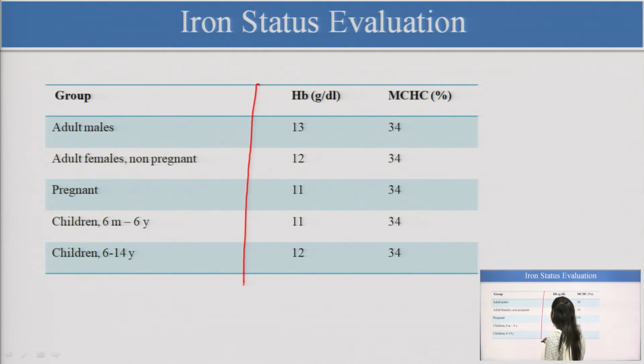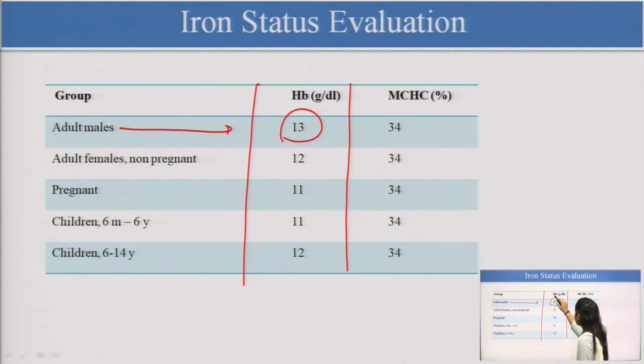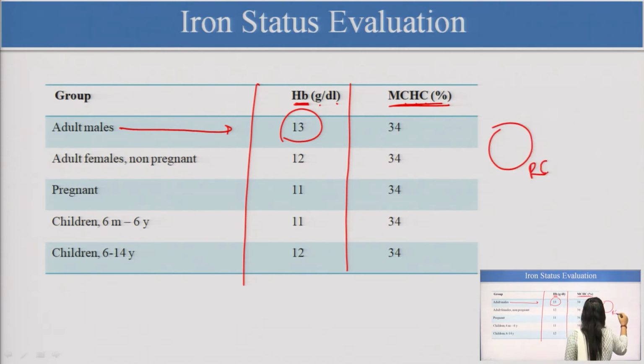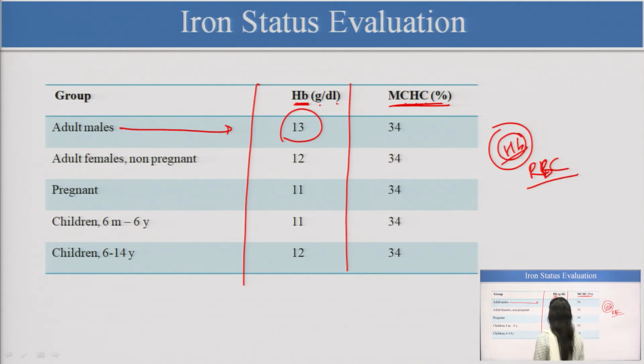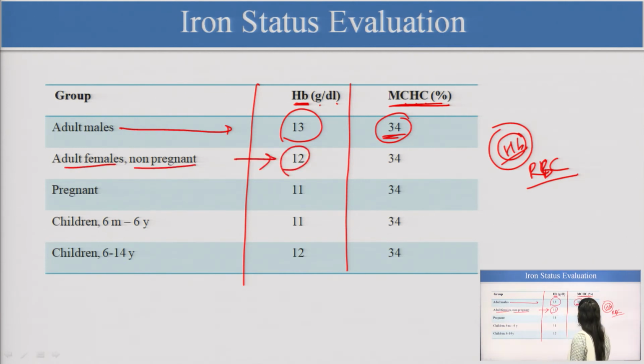Now these are some of the normal levels, which we should know. For adult males, what should be the levels of HB, hemoglobin in grams per deciliter, or MCHC, mean corpuscular hemoglobin concentration? In each RBC, what is the percentage of hemoglobin present in each cell? That is also 34 here. For adult females who are non-pregnant, the HB level is 12 and MCHC is 34. Similarly, we can see for the pregnant.